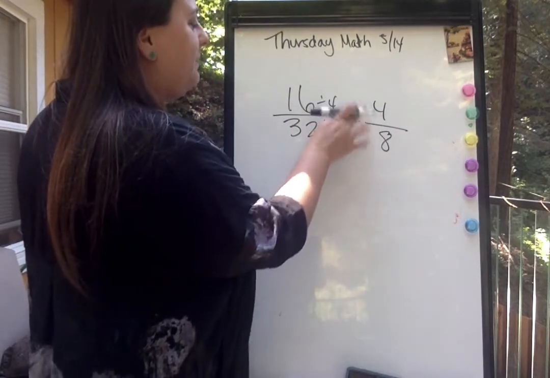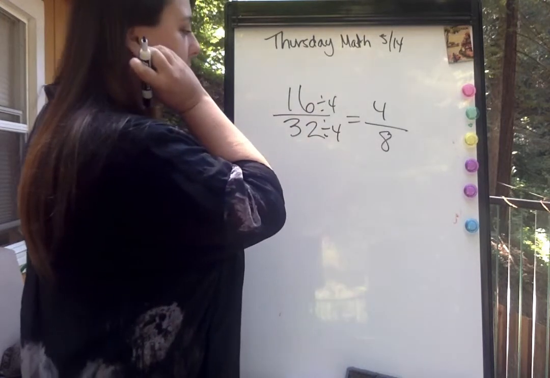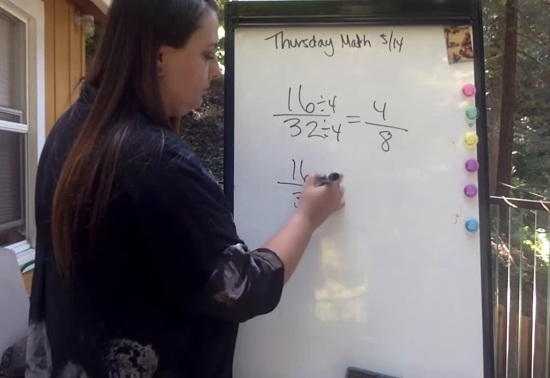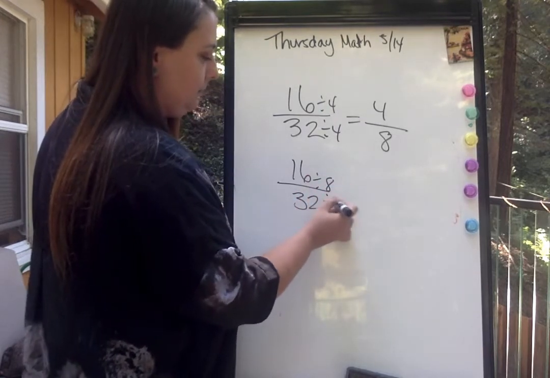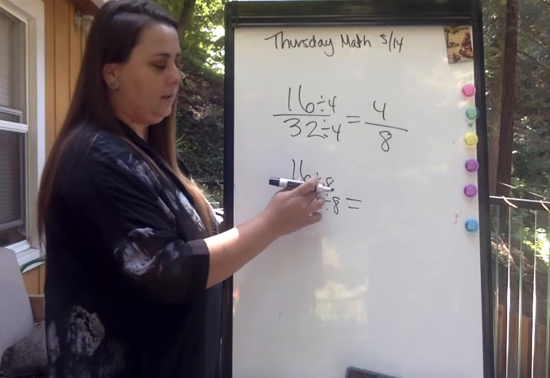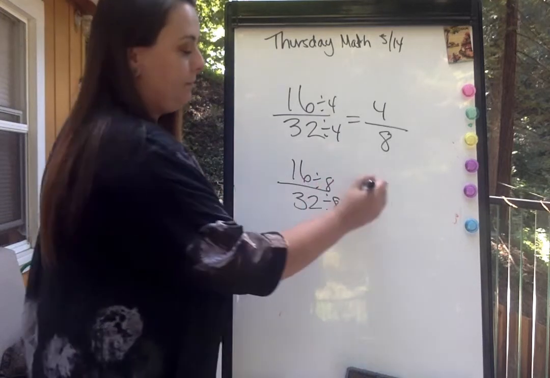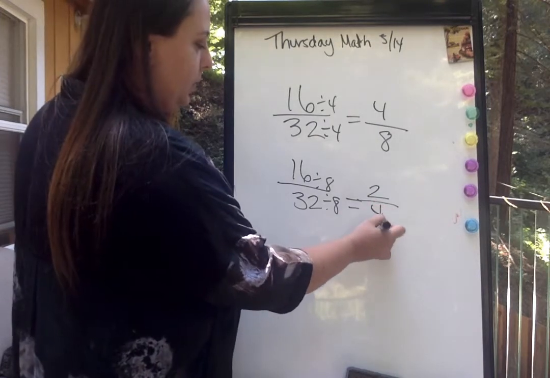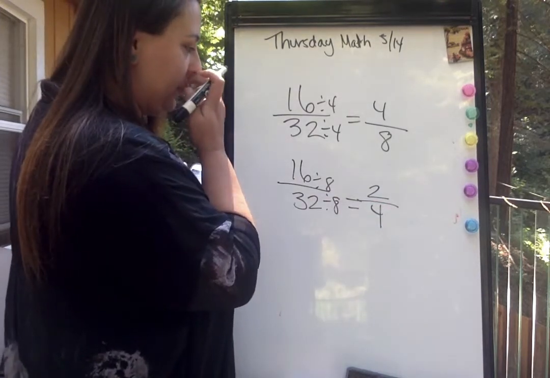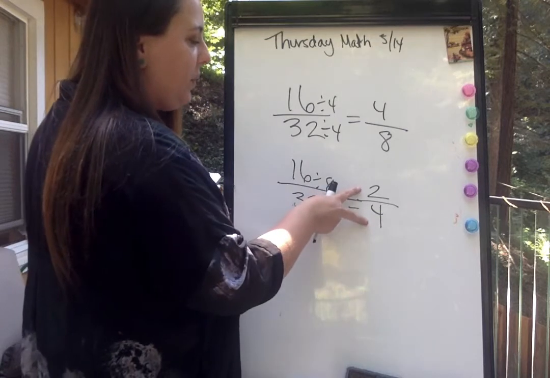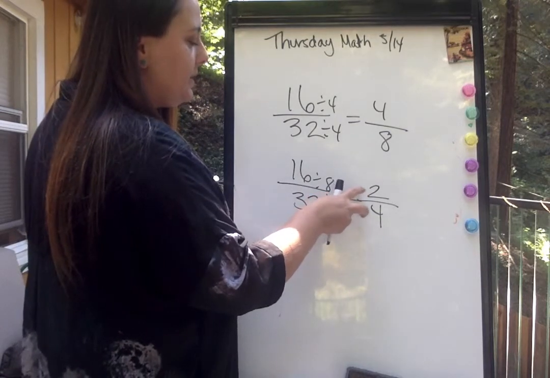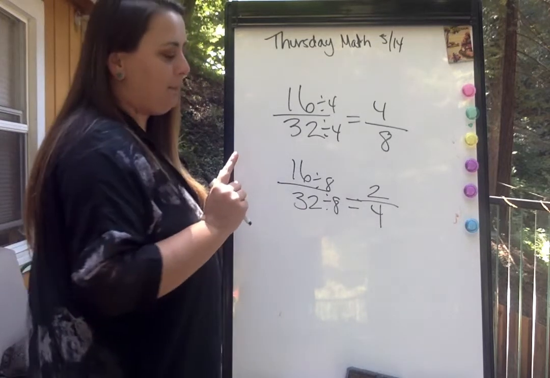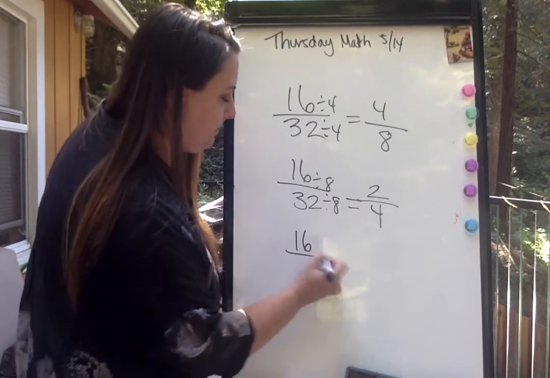Oh, no, I could have gone even bigger than this one. I could have divided both of these by 8. 8 times what is 16? 8 times what is 32? Ooh, nice. But 2/4 still reduces even further. That means that I could have done this.